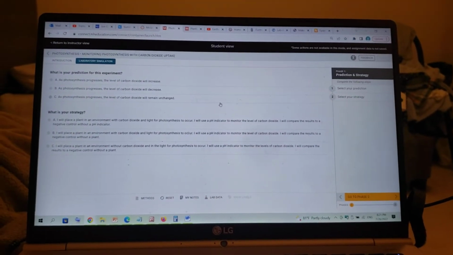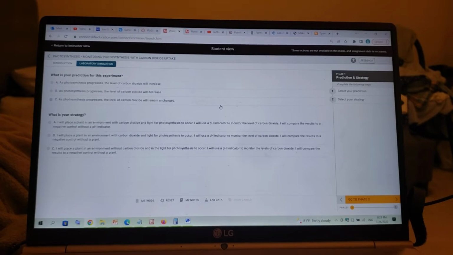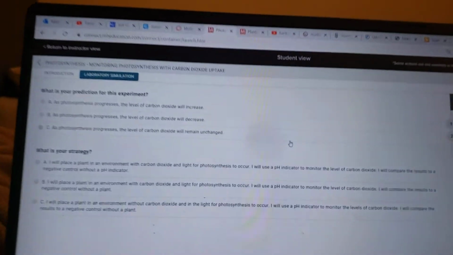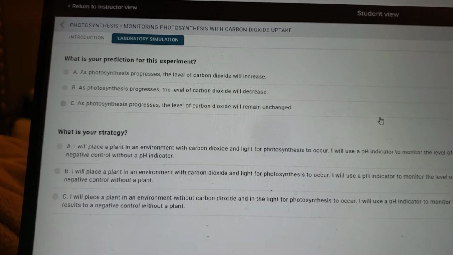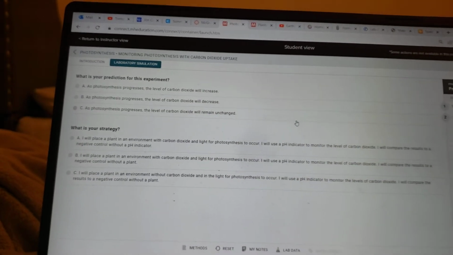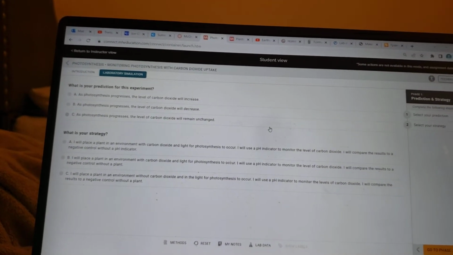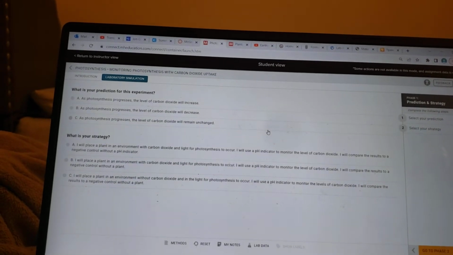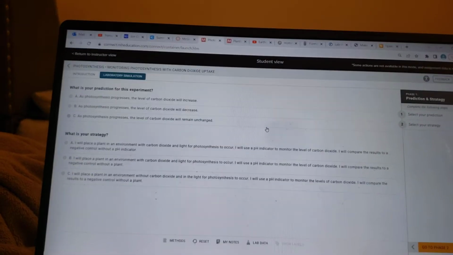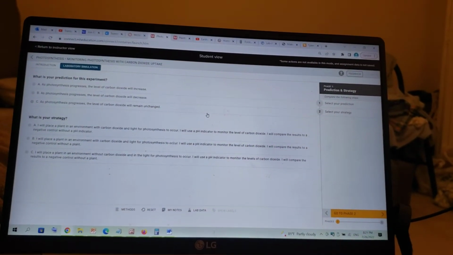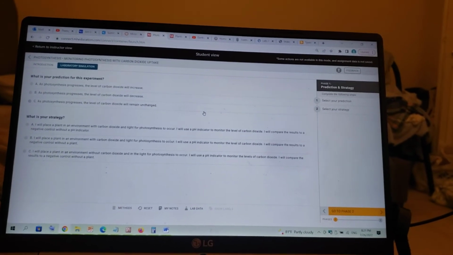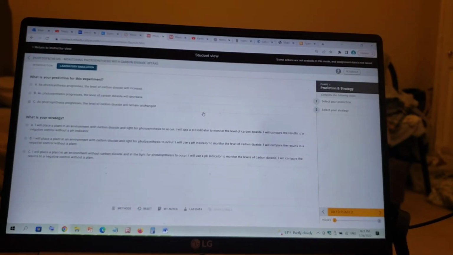So first of all, you will need to answer the questions. What is your prediction for the experiment? So just read the options and choose the one that you think is correct. A, as photosynthesis progresses, the level of carbon dioxide will increase. So just think about, is carbon dioxide a participant or the product of this reaction?